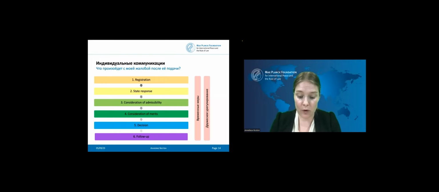It's useful to note that all decisions can be found on the OHCHR jurisprudence database available online. And this is a very useful database where you can filter by different human rights issues, different states, and treaty bodies. So if you are looking for previous decisions that would be useful, this is a very helpful website.